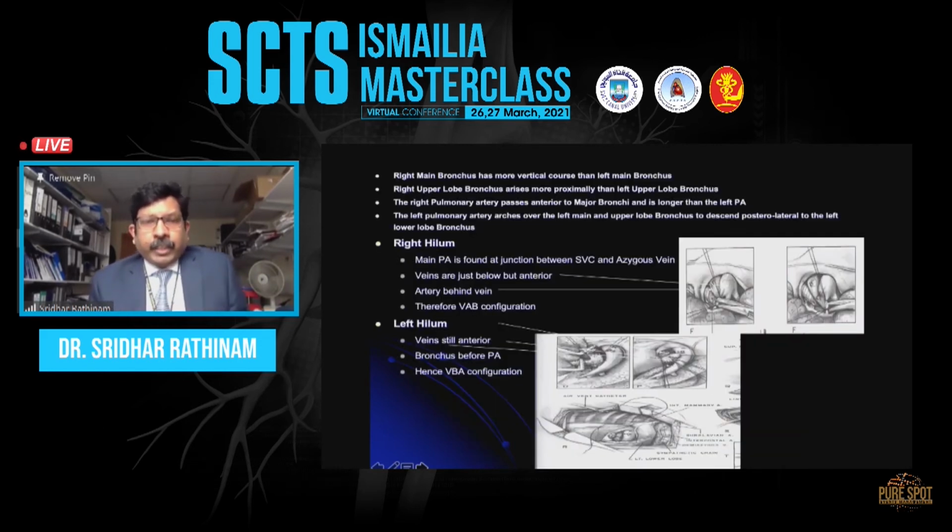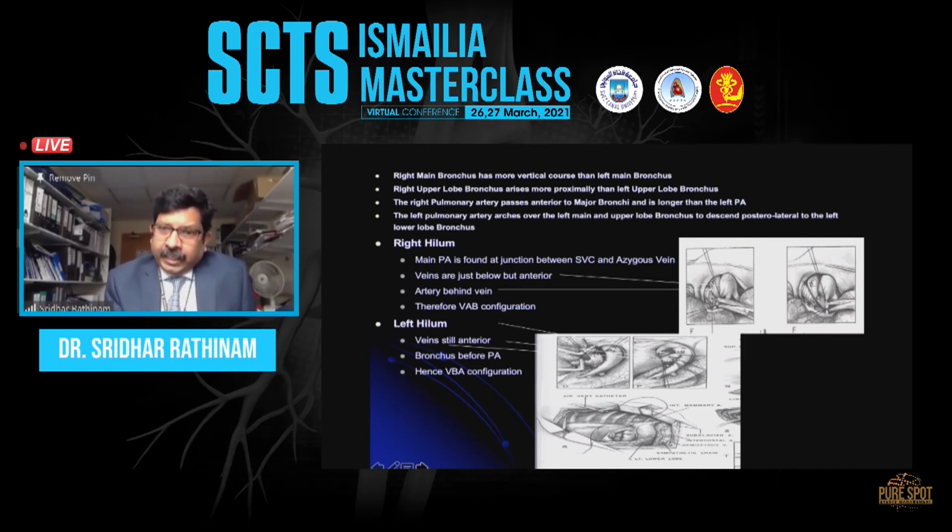So there are fundamental differences between the two. The right is more vertical than the left. Left goes flat under the aortic arch, and the right upper lobe bronchus arises more proximally, like I've said. The right pulmonary artery passes anterior to the major bronchi and is longer than the left PA. The left arches over the left main and upper lobe bronchus, so it is called the eparterial bronchus.